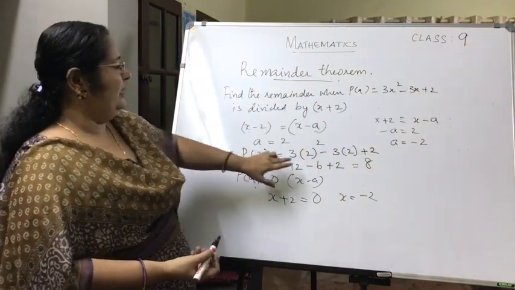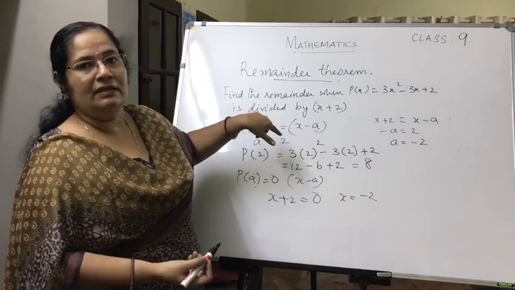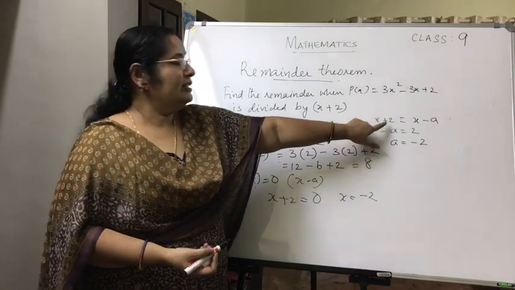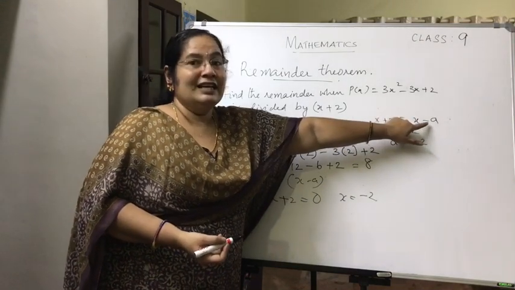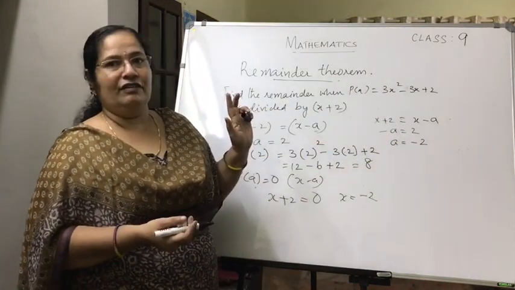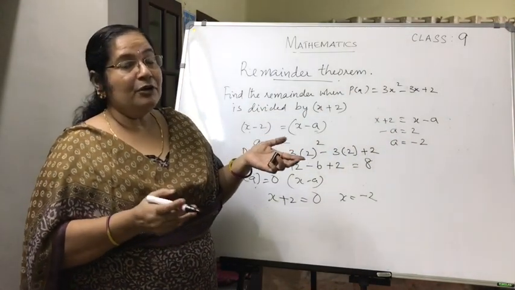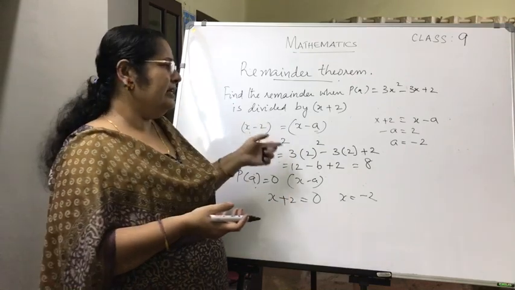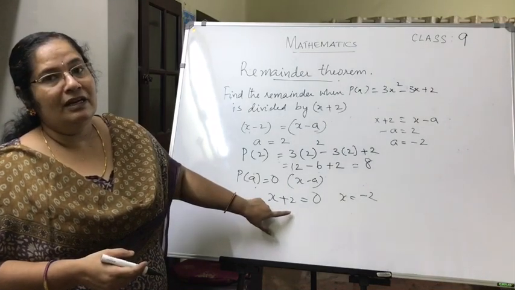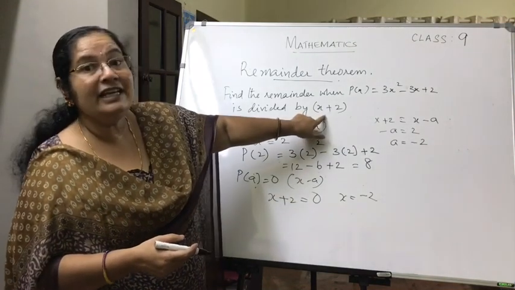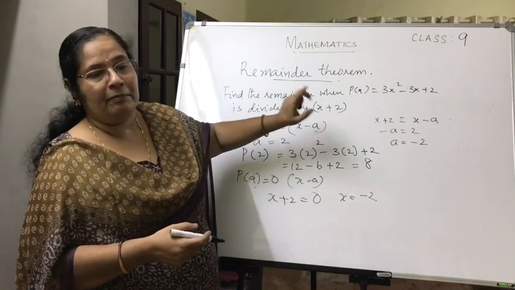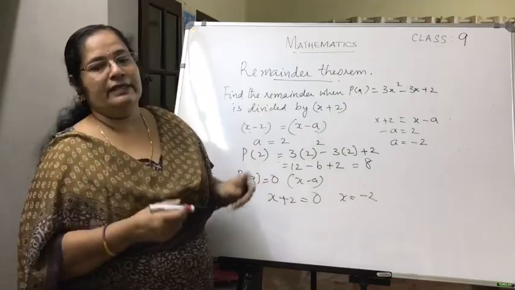In case you find difficulty doing it like this, sometimes some of you may go wrong here, because here it is positive, and our concern is minus a. So there you will sometimes take a as 2 itself. But it is not 2, it is minus 2. So in case you find any difficulty, go for this method: finding the 0 of the linear polynomial with which we are dividing. Is that clear? One more example we will do.